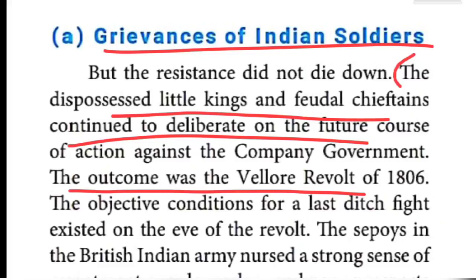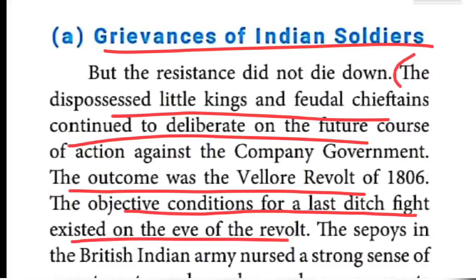Okay, children. So what was the main aim of this revolt? The revolt of 1806. What was the main aim of that in the sense? A last ditch fight, the British fight existed on the eve of the revolt. What is the meaning in the sense? Need to remove the British rule. So the main objective, what is that? Need to remove the British rule from India. Yes, from India. That was the main aim of the revolt of 1806, otherwise called the Vellore Revolt.